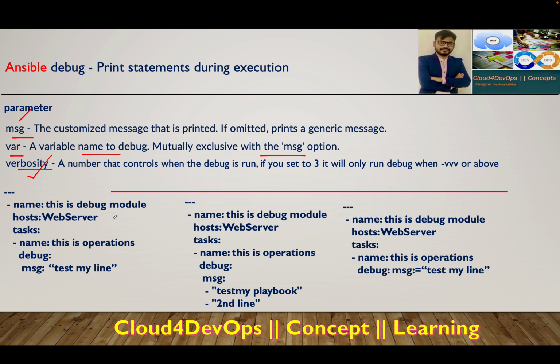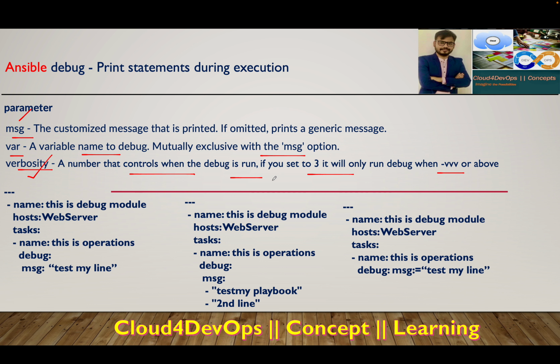Now verbosity, as I mentioned, will give you a detailed output of what operation is happening in the background, from the Ansible version to what operations we are performing on the target node. It is a number that controls when debug is run. If you set it to 3, it will only run the debug when -vvv or above is used. I will show you what this exactly means. If you are setting up a debug parameter with verbosity, the minimum is 2 and the default value is 0.